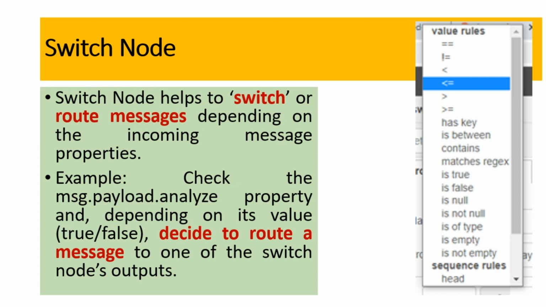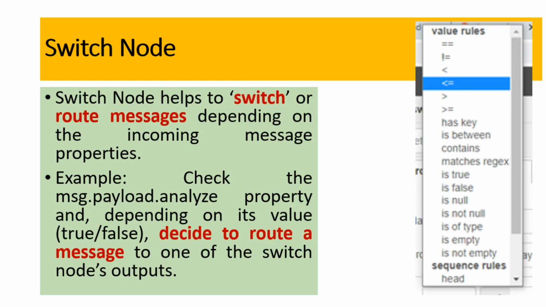Next we are going to interface a switch node. Actually, switch node is going to help us to switch or to route the messages. Depending upon the incoming message property, we can route or switch the messages. For example, in our flow, we are going to use the msg.payload.analysis property, and based on this value, it is going to route the message to one of its switch outputs. So we are going to have true and false conditions. So our switch node output will be holding two pathways.